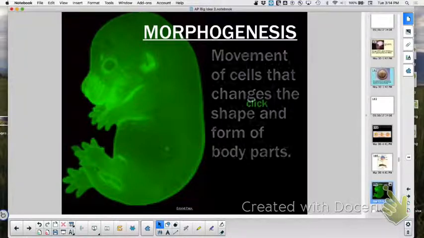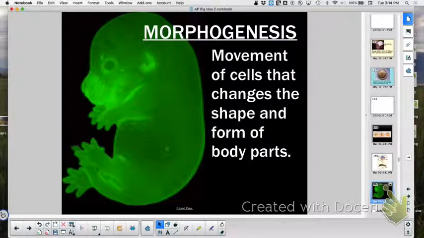Morphogenesis, oldest bio buddy, tell the youngest bio buddy what morphogenesis is. Hurry, hurry, hurry. Go. Thank you. You're welcome, sweetheart.